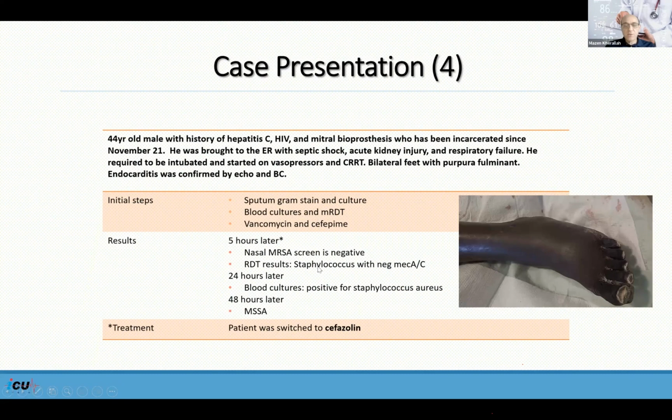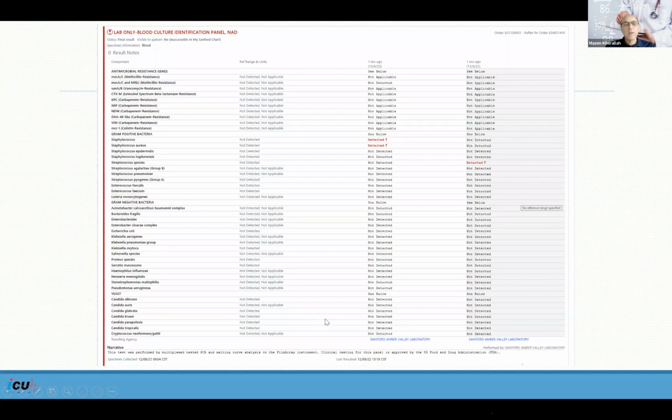And since nothing else was cultured, and this is compatible with the clinical syndrome of the patient, and in fact, we knew that the patient has vegetations with the echo that was done within the hour, we were comfortable actually to de-escalate to cefazolin. Look how quickly we were able to make a very accurate diagnosis, and put the patient on appropriate antibiotics for MSSA endocarditis. And this is the test result that we got on the patient.